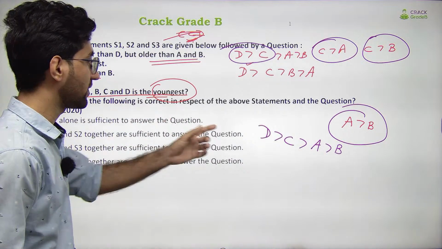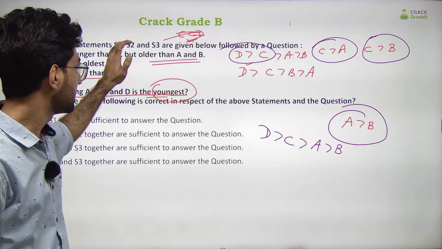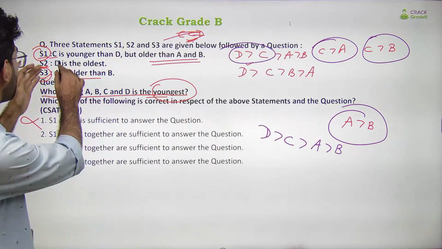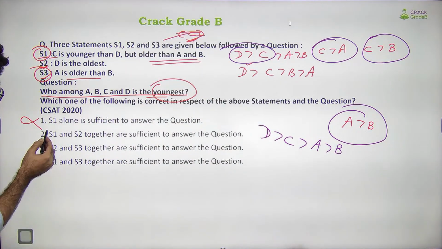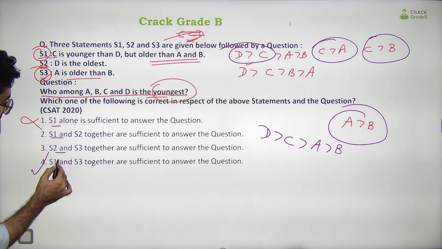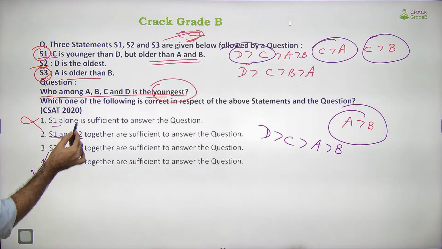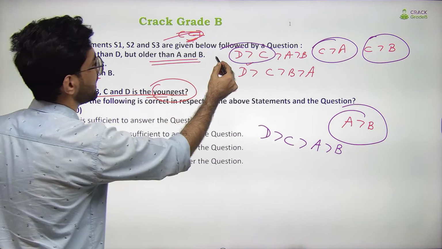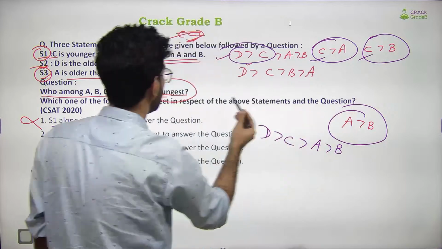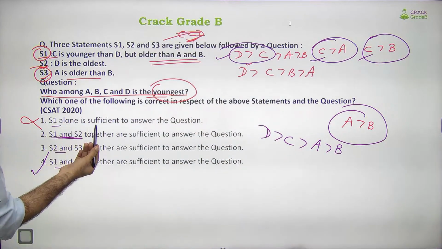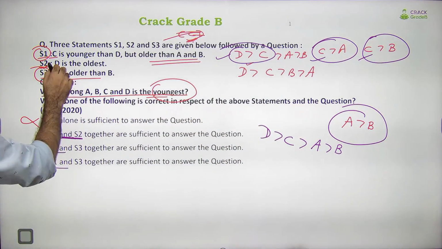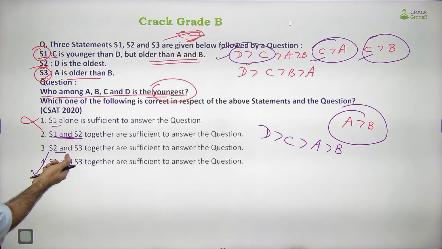And suppose you are not able to think that okay, let us combine S1 and S3. Look at all the options and check for each option. S1 and S2. Even if you combine S1 and S2, you will not be able to answer. Why? S1 gives you this data and S2 says that D is the oldest. You already know that D is the oldest by looking at statement 1. So statement 2 is not helping you in any way.